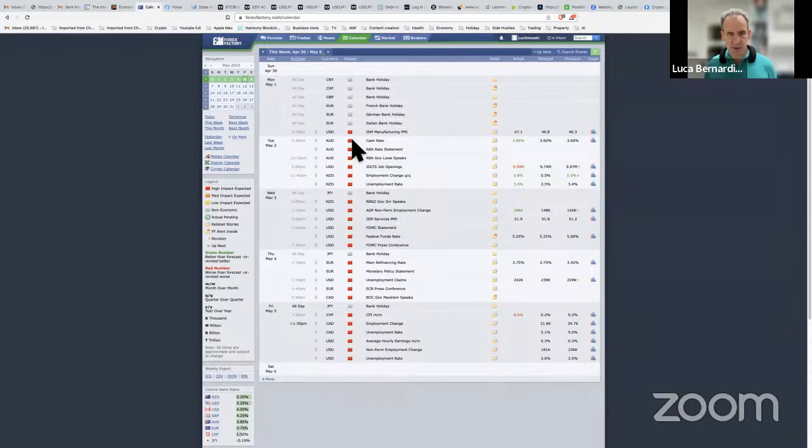As you can see, we first had the interest rate announcement for the Australian dollar, and then we had a little surprise, because everybody was expecting them to keep the rates at 3.6%. There was an increase of 25 basis points to 3.85%. So as you can expect, that has created a jump in the value of the Australian dollar.